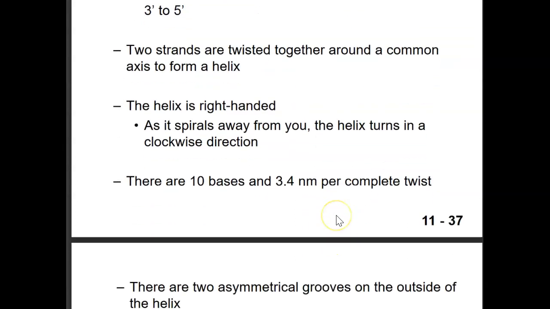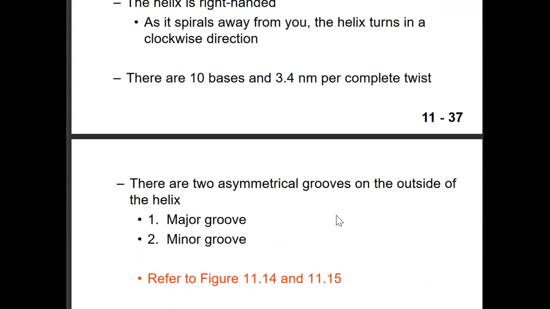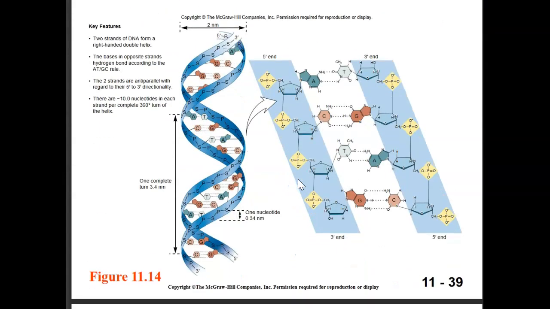The two strands twist around to form a helix, and the helix is right-handed. It spirals away from you, turns in a clockwise position. There are 10 bases and 3.4 nucleotides per twist. Within DNA, we have what's called a major groove and a minor groove. This is the major groove, and this is the minor groove here. This allows enzymes and proteins to bond to the DNA molecule within the major groove. There's not a lot of bonding in the minor groove. We'll get to that later.